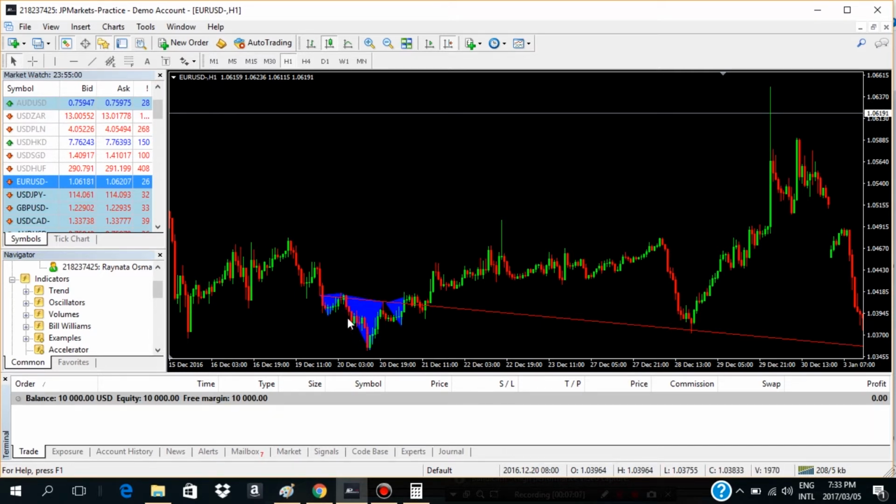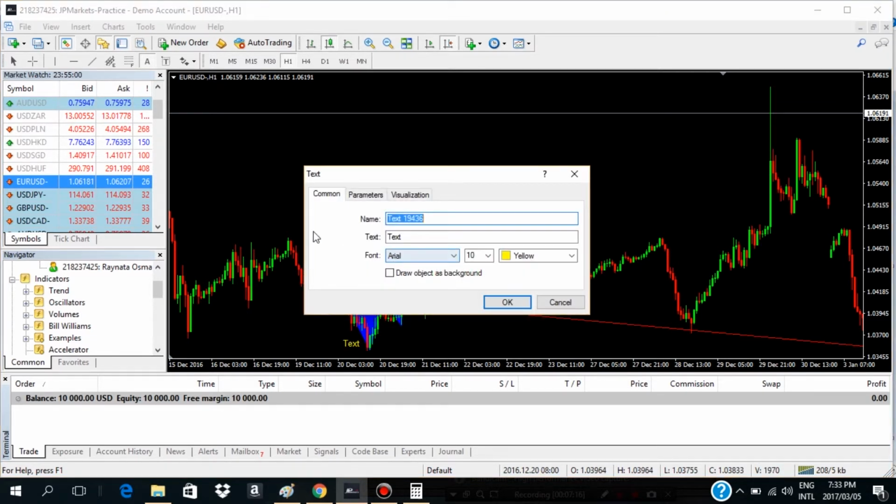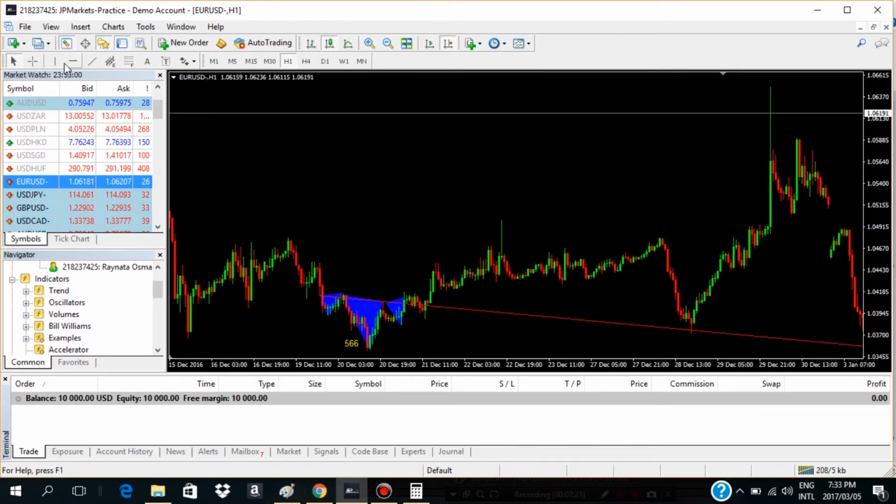So from my neckline, yeah, you get about the exact same amount that you need. Now, this is basically how you spot your head and shoulders pattern. Now, when you are doing your assignment, make sure that you add your text onto your head and shoulders pattern. So we said that that was 566.